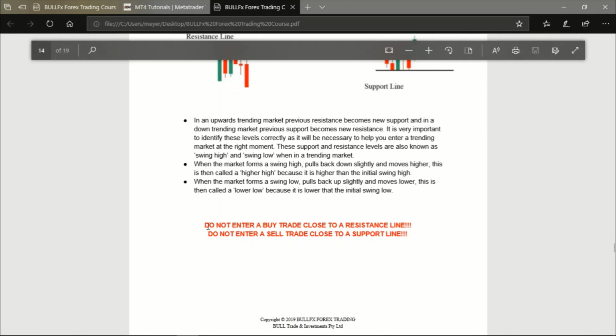So then I've got this highlighted for you over here in red. It says do not enter a buy trade close to a resistance line. Right? Do not enter a buy trade close to a resistance line because the market will need to break past that resistance in order for it to then turn into a valid support. That is when past resistance becomes new support, and then only we can look for buying opportunities.